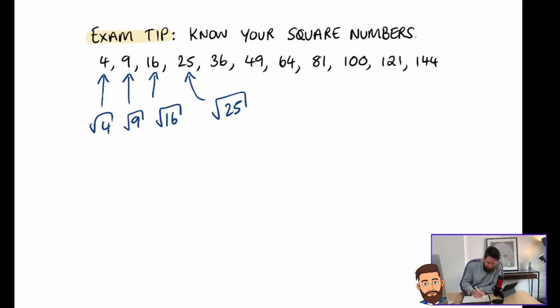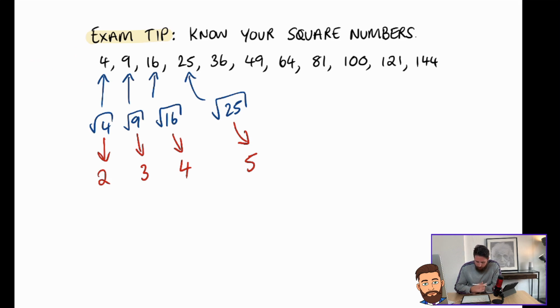If I square root 4, what do I get? 2. If I square root 9, what do I get? 3. If I square root 16, 4. If I square root 25, 5. It's really useful to know your square numbers to help you answer surd questions when asked to simplify them, which we are going to look at now.